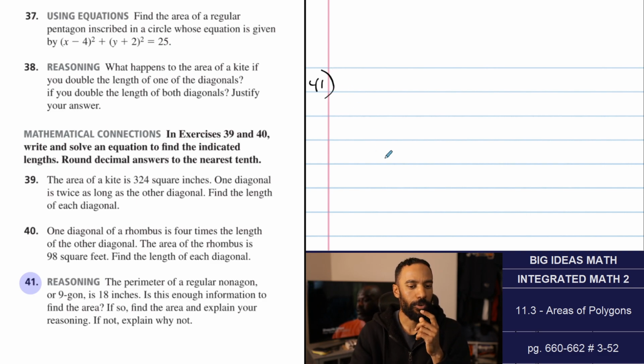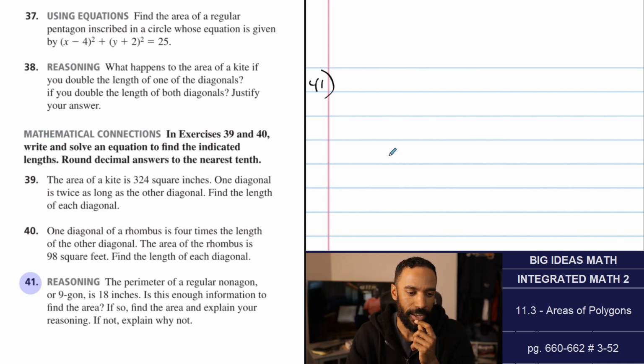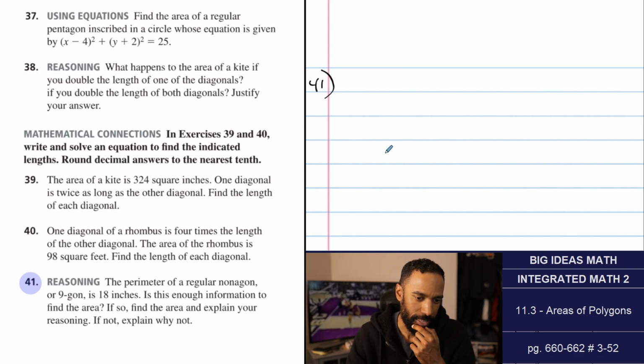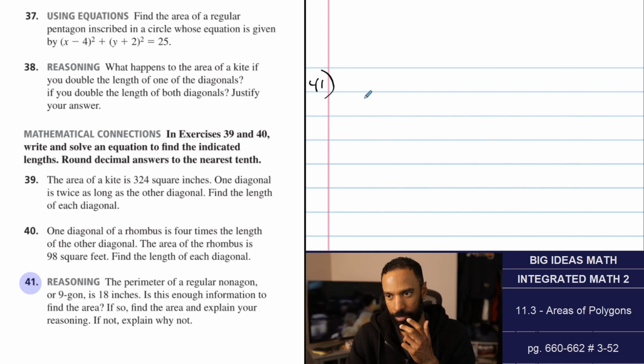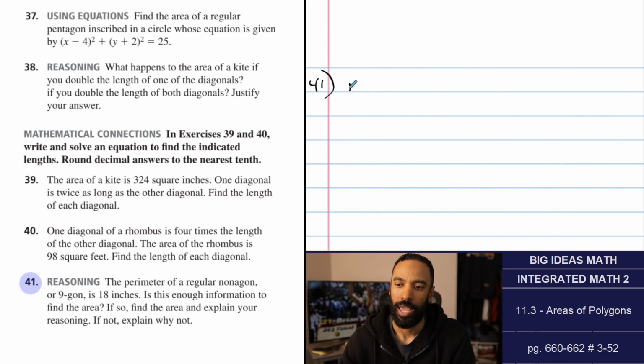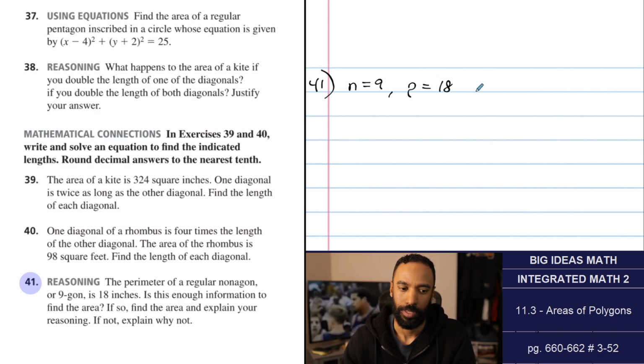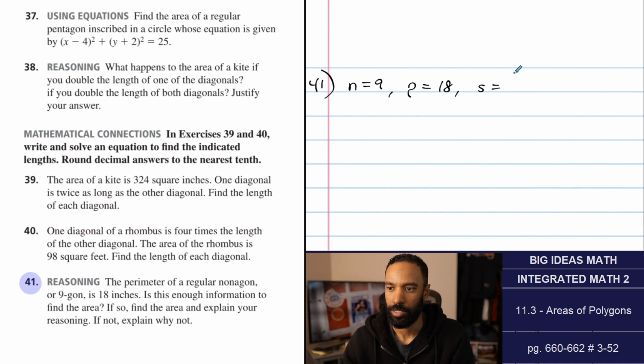The perimeter of a regular nonagon, or ninegon, is 18 inches. Is this enough information to find the area? If so, find the area. If not, explain why not. I think it's enough, yes. So n is 9, p is 18. Therefore, a side length, s, is 18 over 9, which is 2. And therefore, x is going to be 2 over 2, which is 1.